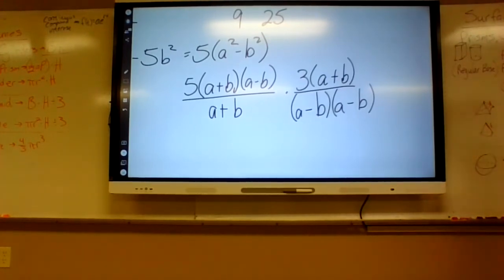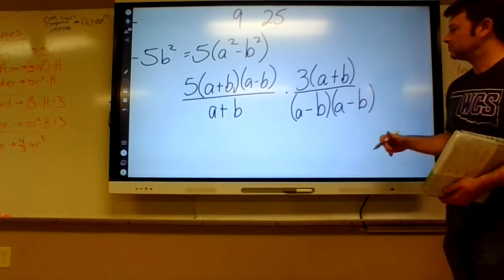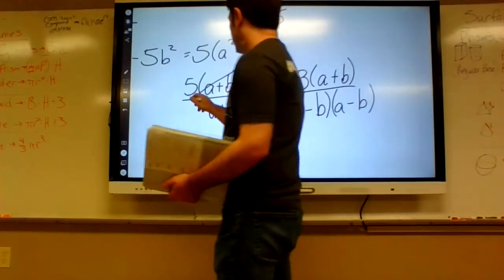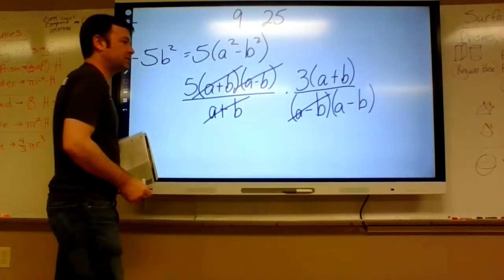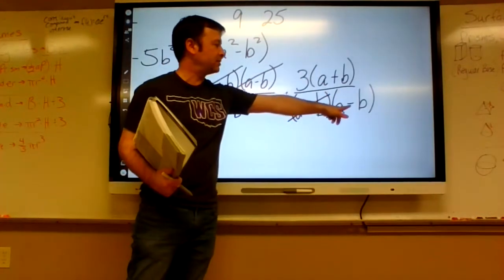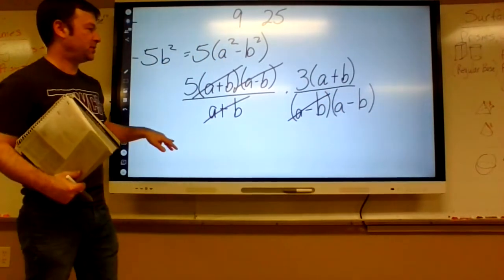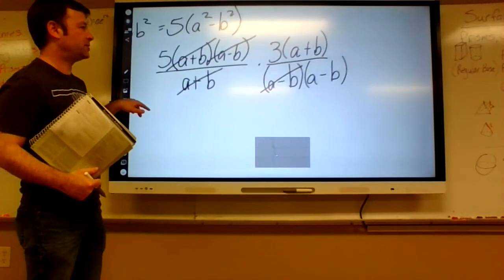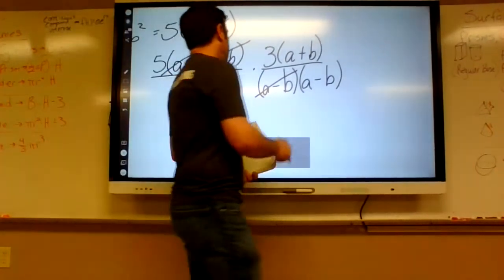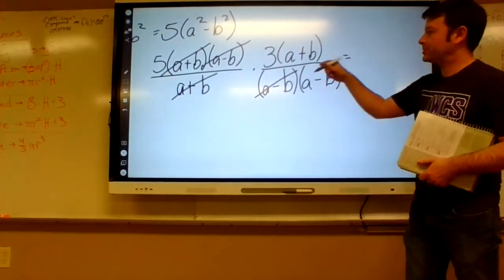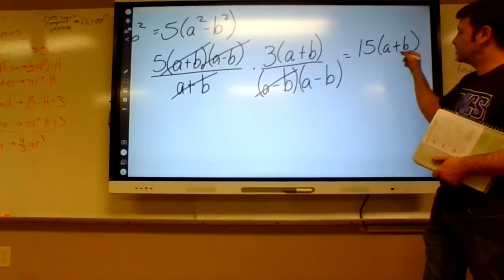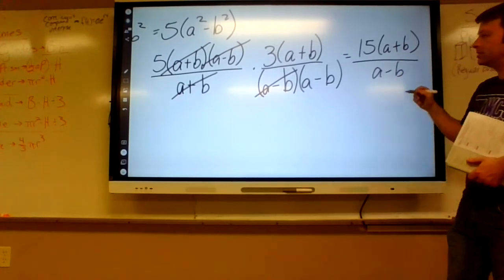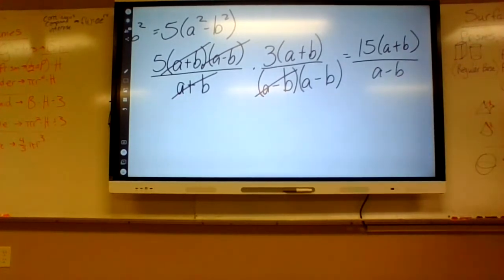What cancels out? One of the a plus b pairs, one of the a minus b pairs. Does a plus b and a minus b cancel out? No, they don't. They're not the same. So what do I have on top? 15, a plus b. Yeah, we can multiply those together. 5 times 3, 15, a plus b. And on the bottom, I just have a minus b. If all you got on the bottom is a minus b, you don't really need parentheses anymore.